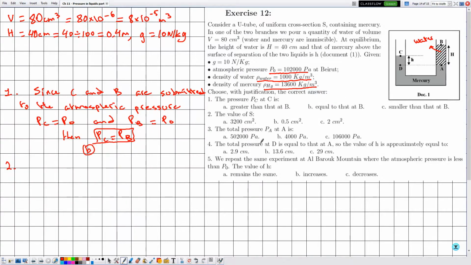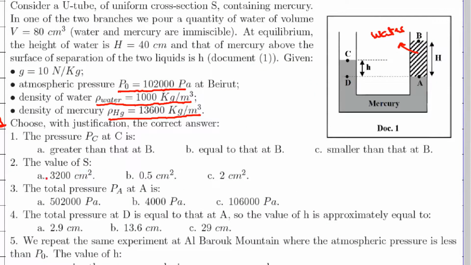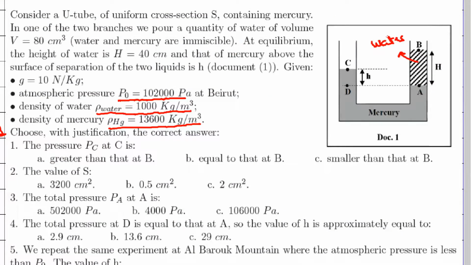Now, as for number 2, the value of S is given by 3,200 centimeters square, 0.5 centimeters square, or 2 centimeters square. In other words, to find the correct value, we need to determine the value of S. What does S represent? S represents the cross-section area of the given U-tube. Either we can calculate the cross-sectional area from branch 1 or from branch 2. This surface area appears in the equation P equals F divided by S, but here in both branches we don't have any applied force, so we cannot use this method.